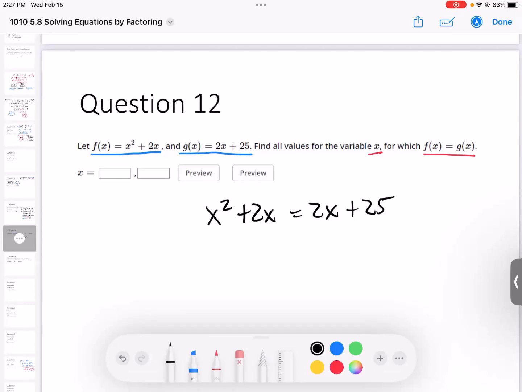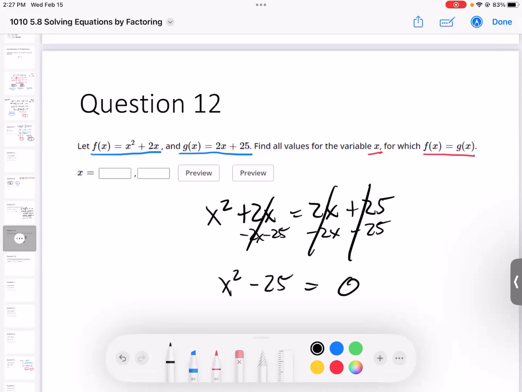So my first step would be to make it equal 0. So I'll subtract 2x and 25 from this side. And when I do that, that cancels out to 0, and 2x minus 2x cancels out, and I'm left with x squared minus 25. And then that's a difference of squares, so you could factor that. It's equal to 0. You'd find what would make each factor equal 0. So I won't go through and fully finish that, but I just wanted to explain what the question's asking.